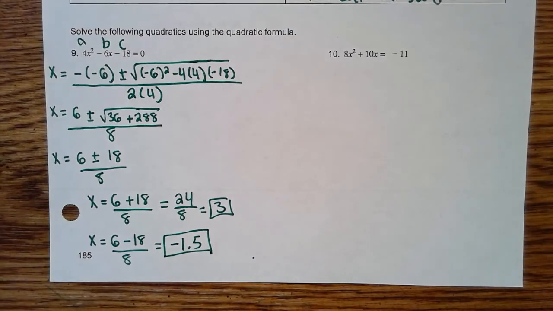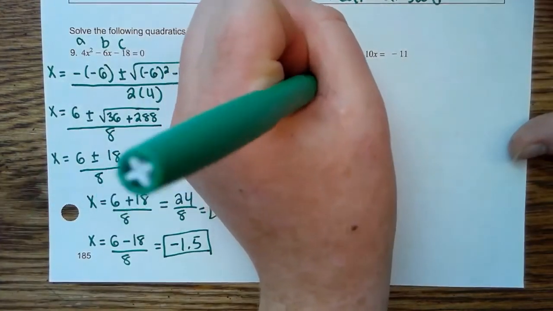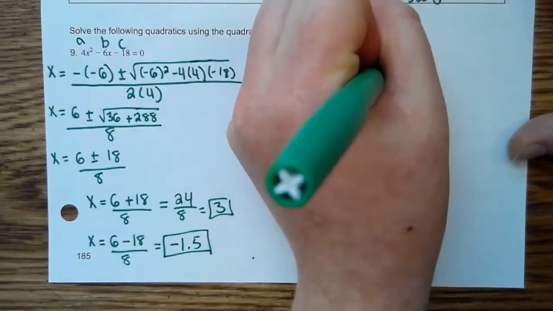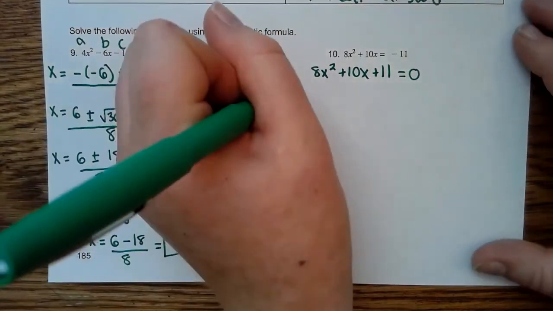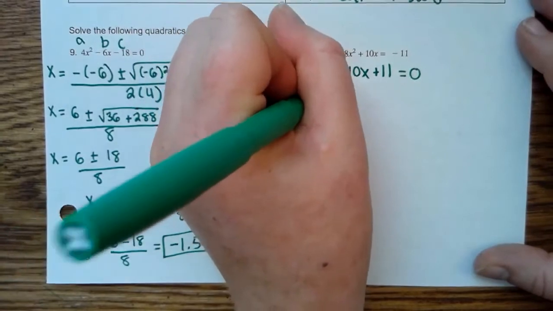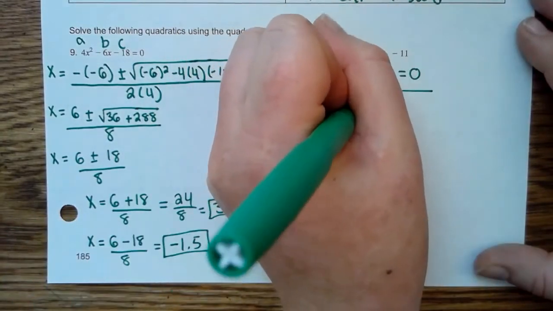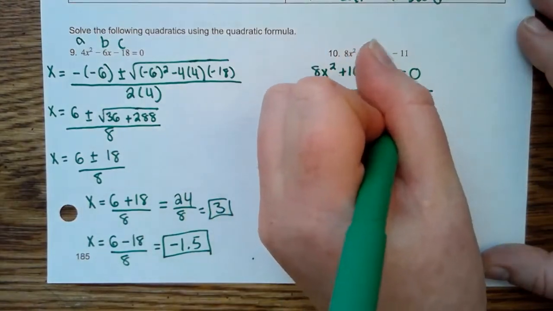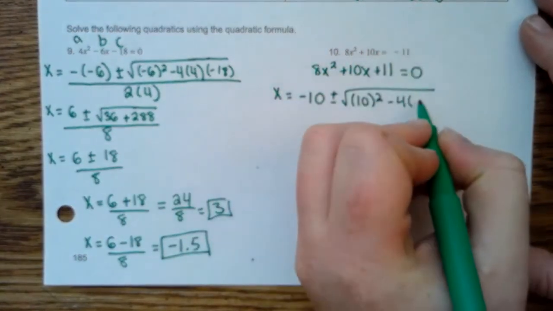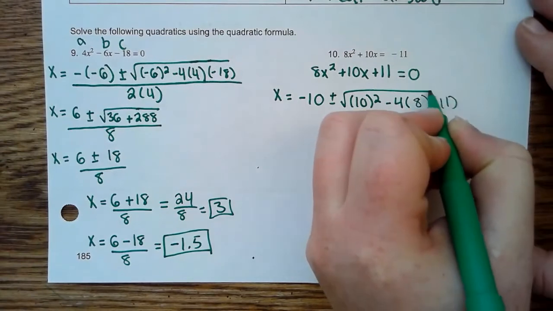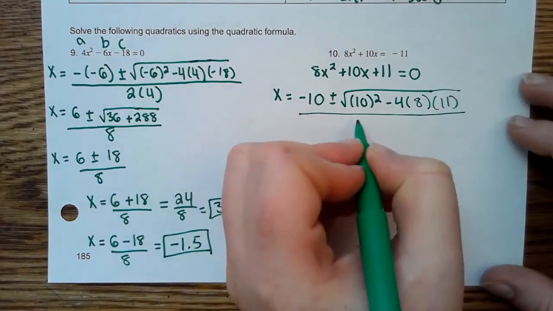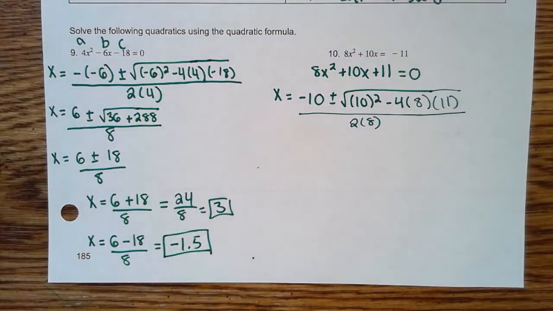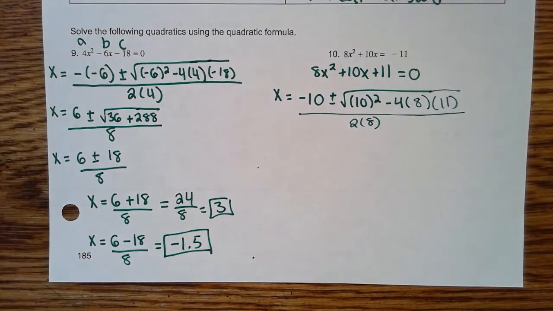Number 10. Number 10 is not set equal to 0, so we have to do a step first. 8x squared plus 10x plus 11 equals 0. It must be set equal to 0. Now we can start. x equals negative 10 plus or minus the square root of 10 squared minus 4 times 8 times 11, all over 2 times 8. Take a moment, check your letters, make sure everything goes where it's supposed to.